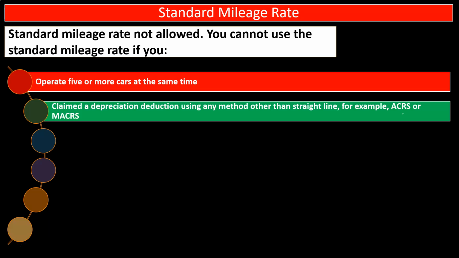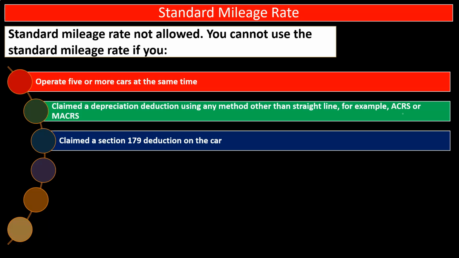And that's why you can't go from the actual method, because you would take advantage of the accelerated depreciation in the first year and then jump over to the mileage method. That's what they're trying to stop. Claimed a Section 179 deduction, so that one's even more front-loading the depreciation. A 179 deduction allows you to depreciate more in the first year.